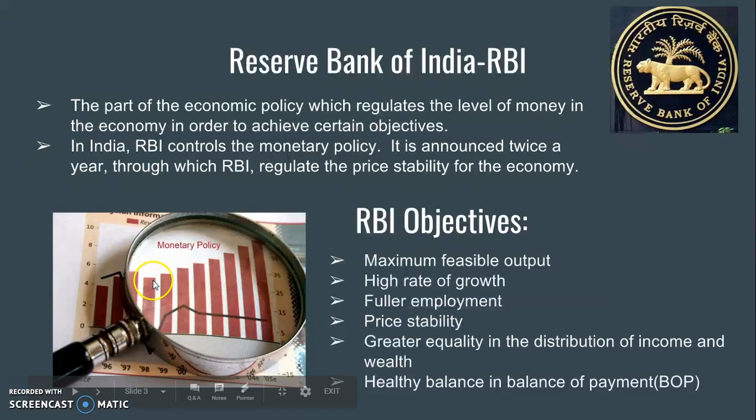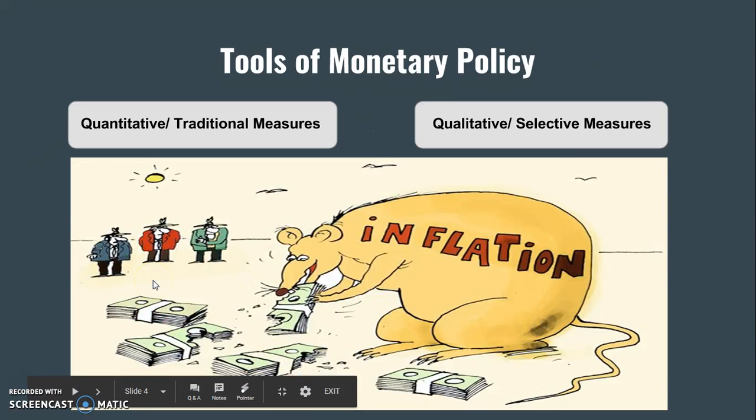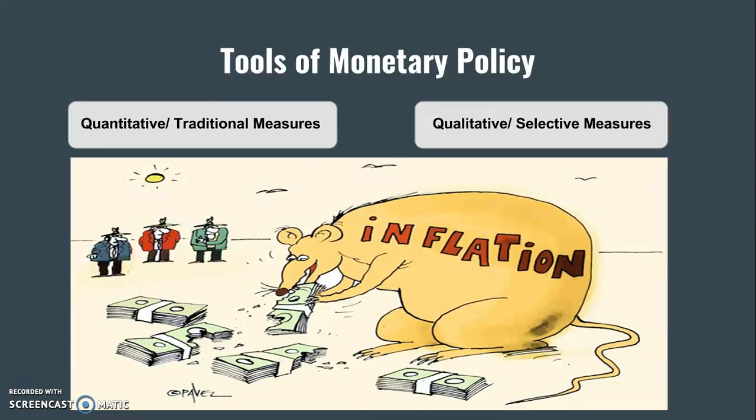So let's see what those tools and policies are that RBI has. There are policies in the form of quantitative, which is the traditional method, and qualitative and selective. The much-heard news will be about the quantitative measures. Quantitative measures are the measures which regulate the volume of the total credit, and qualitative measures regulate the flow of credit.